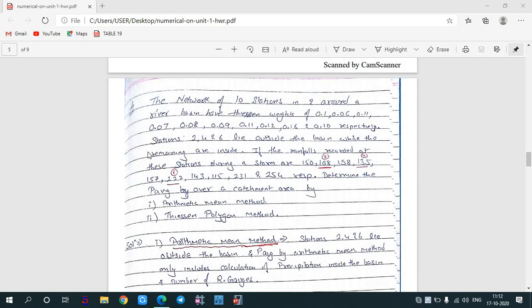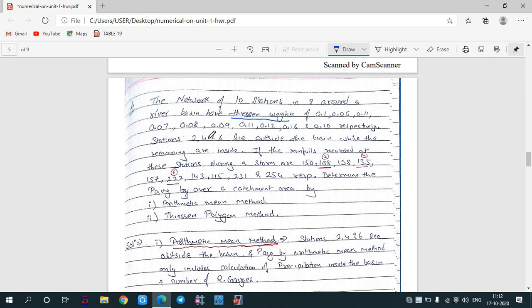It says that the network of 10 stations in and around a river basin have Thiessen weights. As you can see, the weights are clearly mentioned over here: 0.1, 0.06, 0.11, 0.77, 0.08, 0.09, 0.11, 0.12, 0.16 and 0.10 respectively.